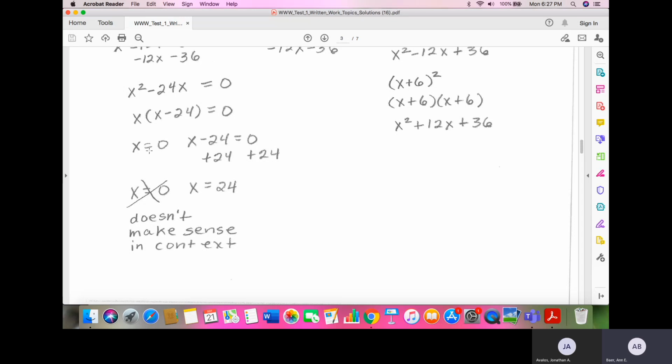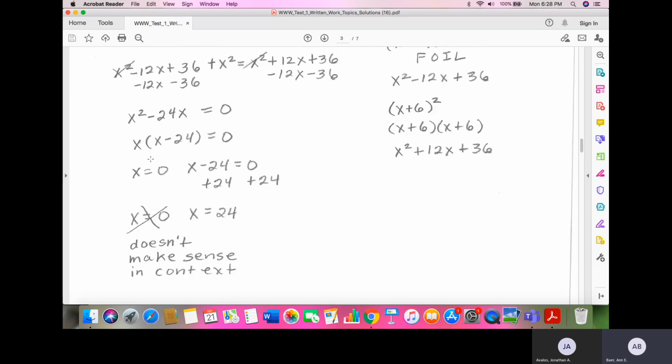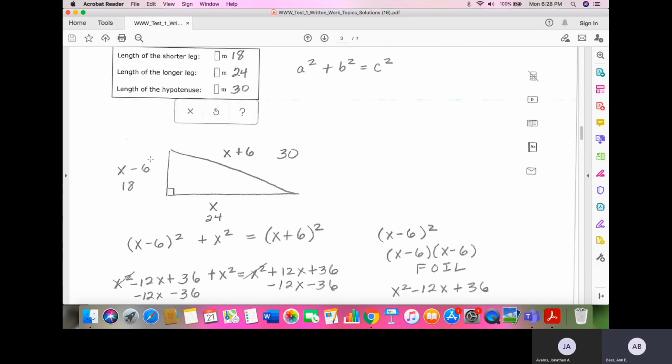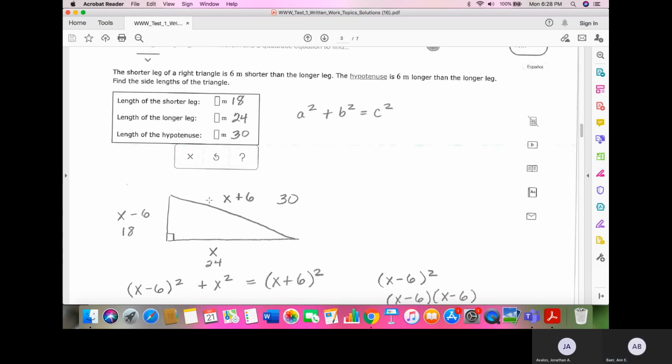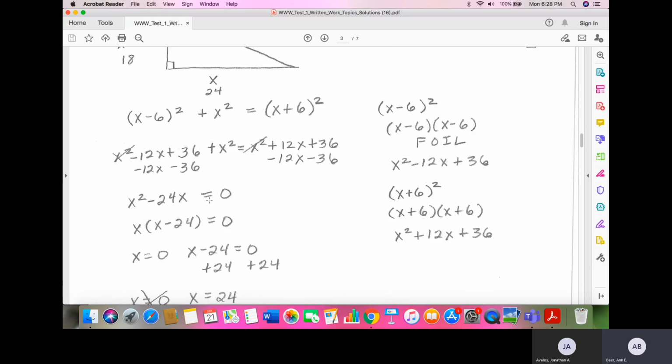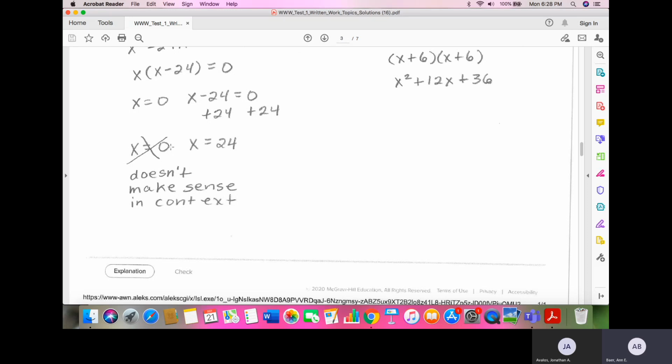So x is a side. Let's see, what was our x? It was our longer leg. So we can't have the length of a leg be equal to 0, or we would not have a triangle. So we have to throw that possible solution out because it doesn't make sense in the context of this problem.